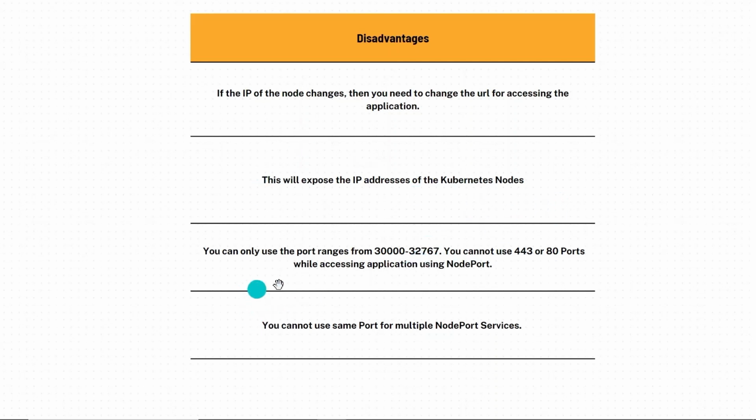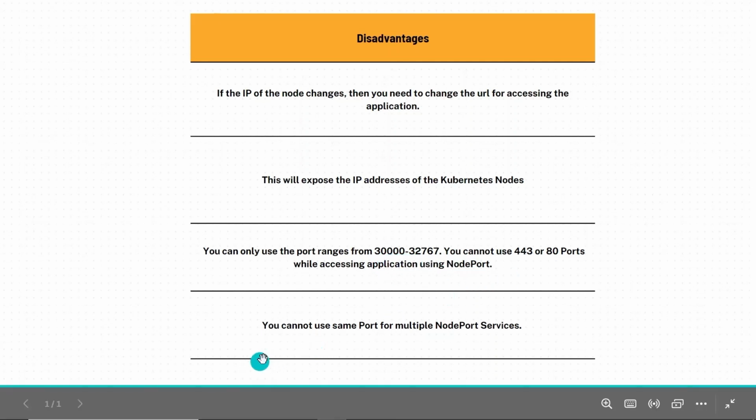And the other disadvantage is you cannot use a smaller port for accessing your applications. Whenever you use a node port service, you need to use the default port range from 30000 to 32767. There is no alternative, so you cannot use 443 or 80 for accessing applications. You should definitely use a port from this port range.